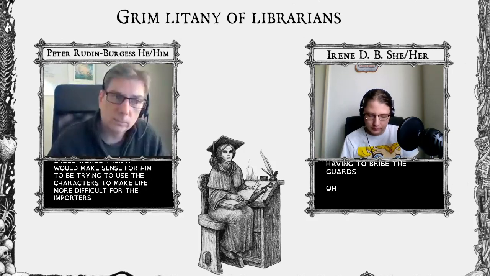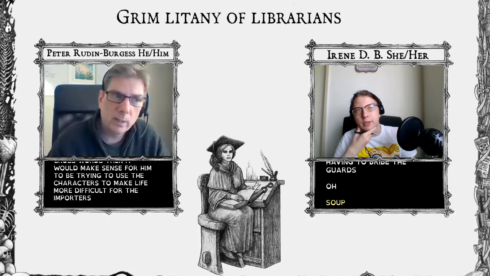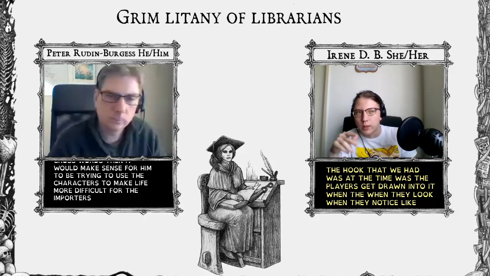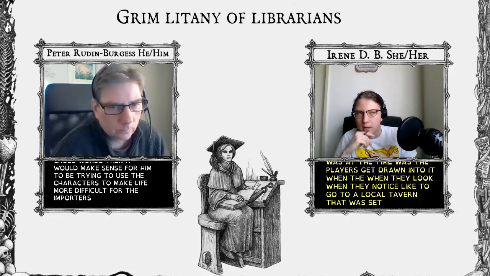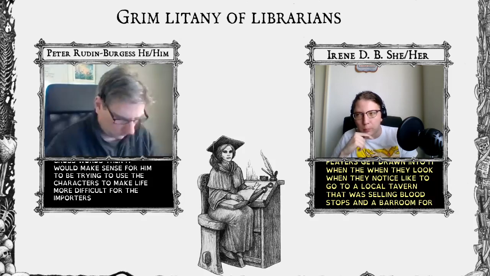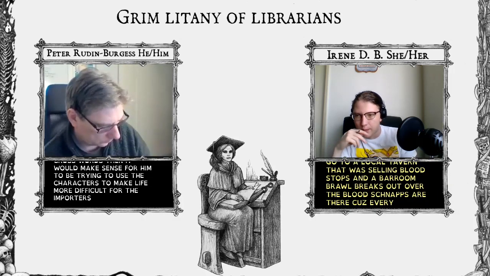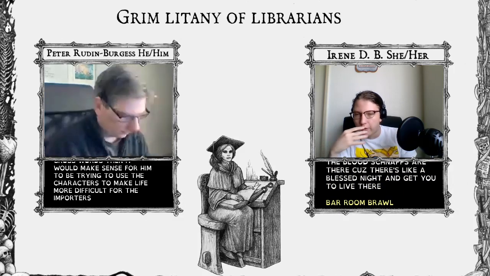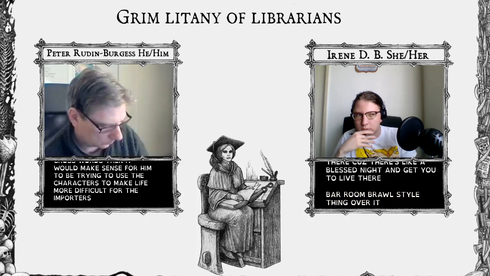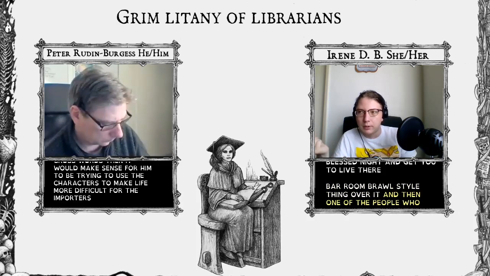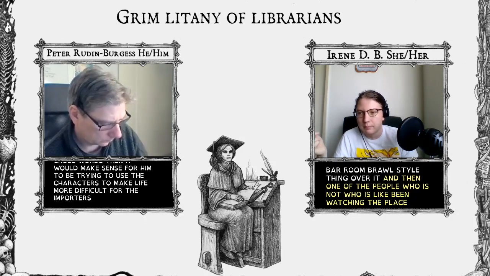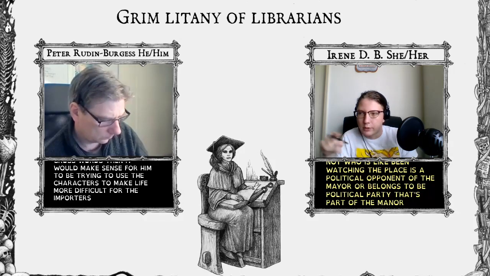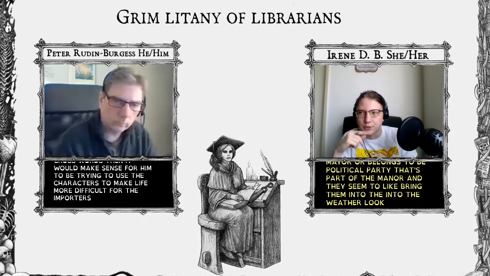Well, using the hook that we had at the time, the players get drawn into it when they go to a local tavern that was selling blood schnapps, and a barroom brawl breaks out over the blood schnapps because they've run out of it, and these people want to get it. Then one of the people who's been watching the place is a political opponent of the mayor, or belongs to the political party that's an opponent of the mayor, and they bring them into the web of the conspiracy there.